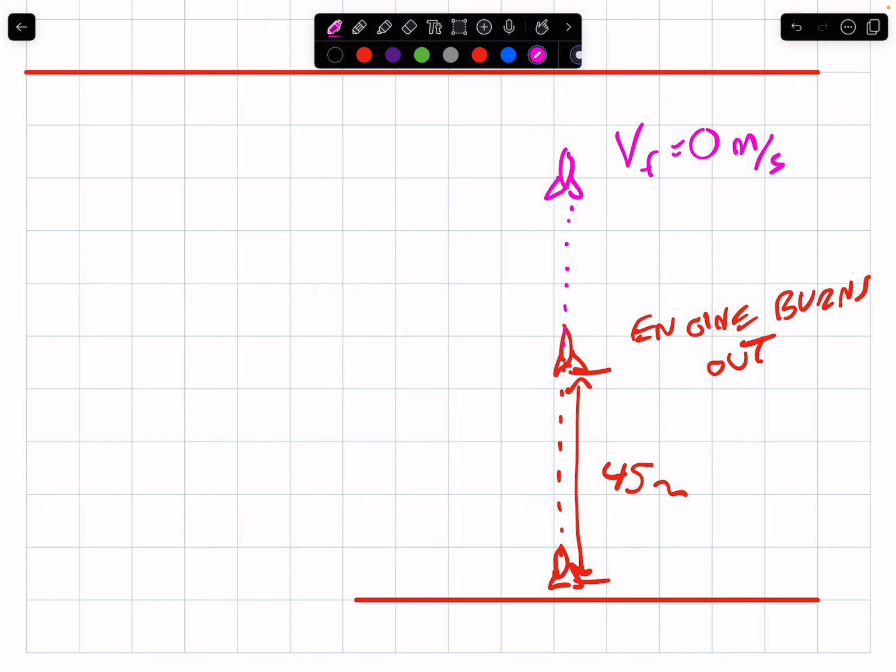And so, what is this additional distance? Let's call that, to avoid confusion, delta y, because we already used delta x down here and we got 45 meters. So for this next part of the motion, you just treat this as a separate problem if you wanted to. What is the velocity of the rocket right here when the engine burns out? Oh, that was 30 meters per second.